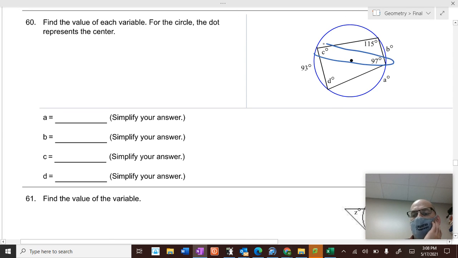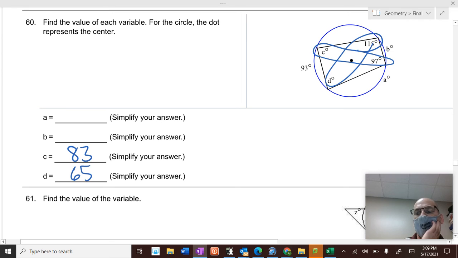Opposites are supplementary. Supplementary means they add up to 180. So if that's 97, C is 83. If this is 115, 180 minus 115 is what, 65?